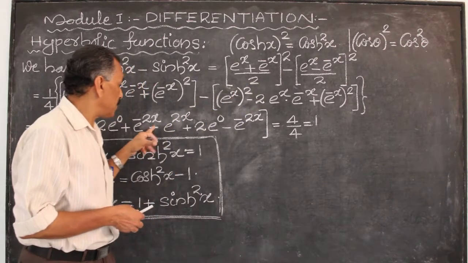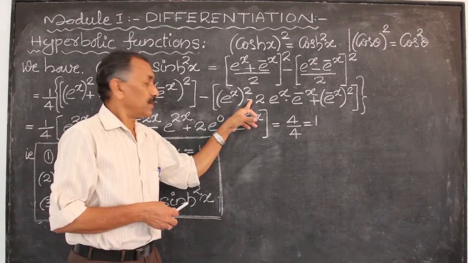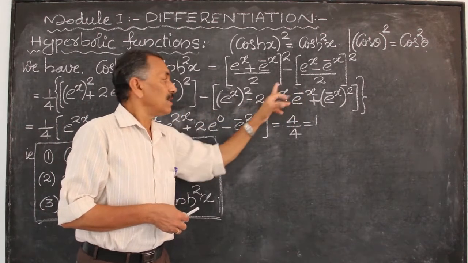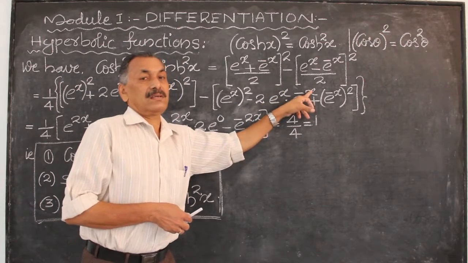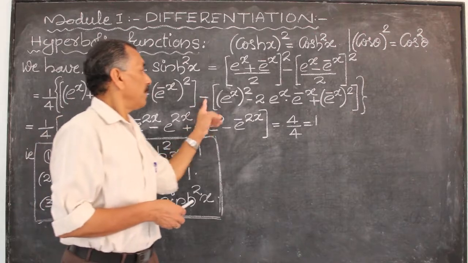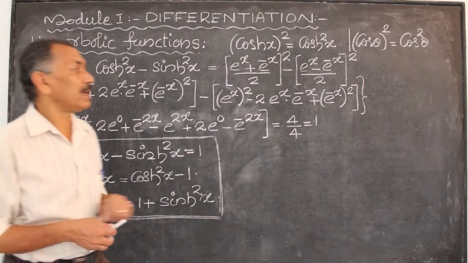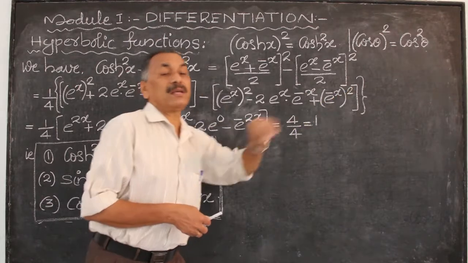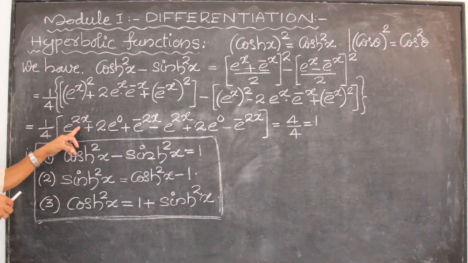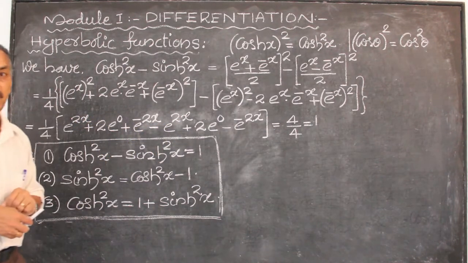This minus 1 multiplied, that is minus e raised to 2x. Minus into this minus gives plus e raised to 0. E raised to x into e raised to minus x is e raised to x minus x, the exponent is 0. Then minus e raised to minus x whole square, which is e raised to minus 2x. That is equal to e raised to 2x minus e raised to 2x, which cancel.